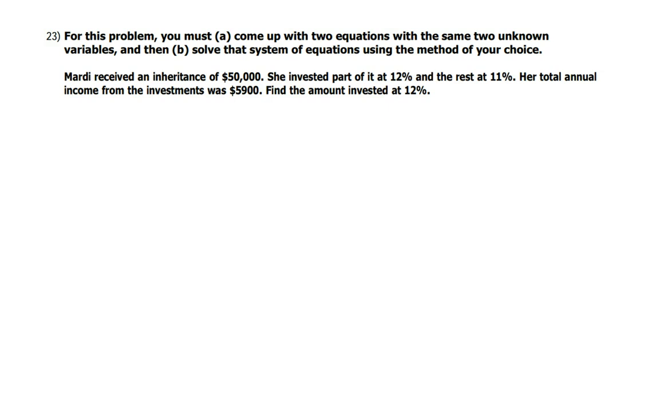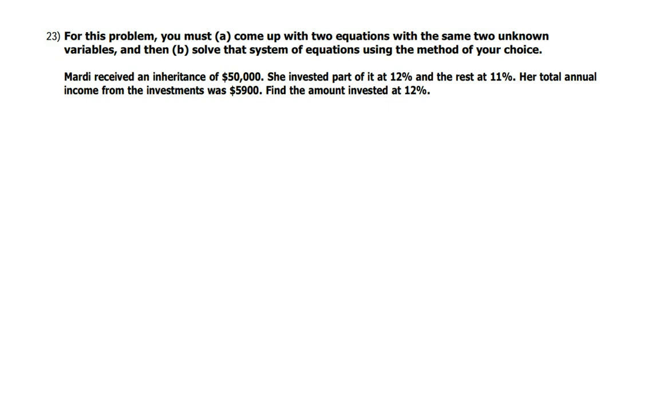All right, 23. You've got a part A and a part B. Part A, you have to come up with two equations that have the exact same two unknown variables. And I would appreciate it if you would use X and Y. And then in part B, you're going to solve that system of two equations using the method of your choice.